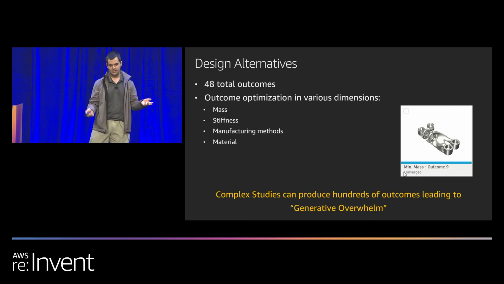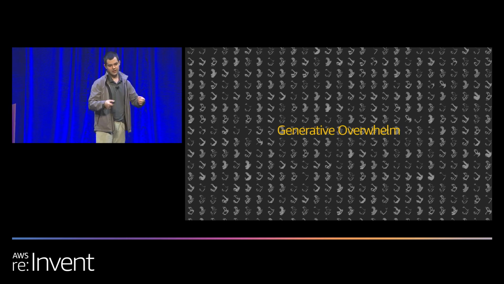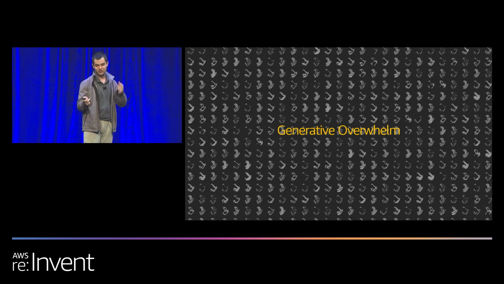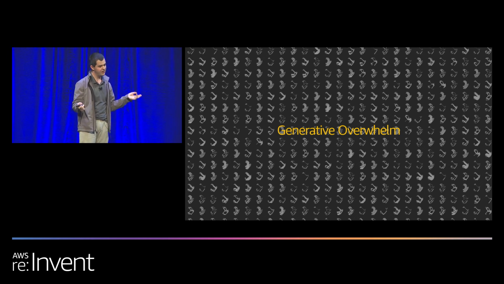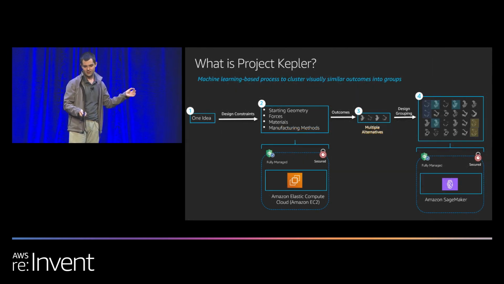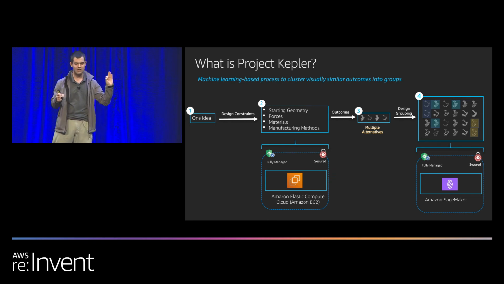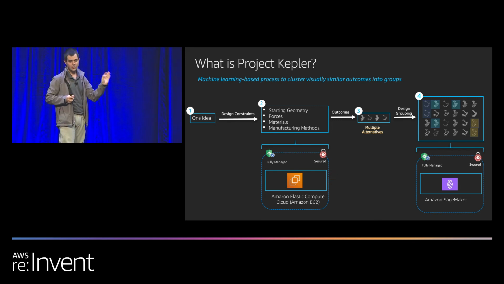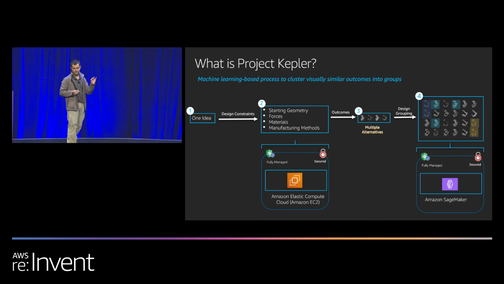So this is what it might look like if you were to try to look at every outcome of a generative design solve at once. We call this generative overwhelm. Now, when presented with hundreds of outcomes, you can imagine it might become a bit difficult to find the perfect part, the perfect result that you're looking for.